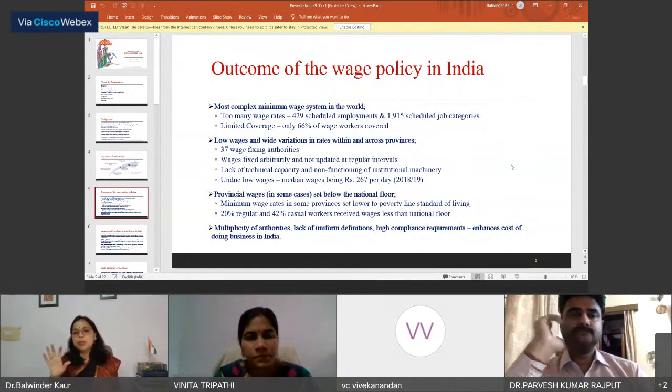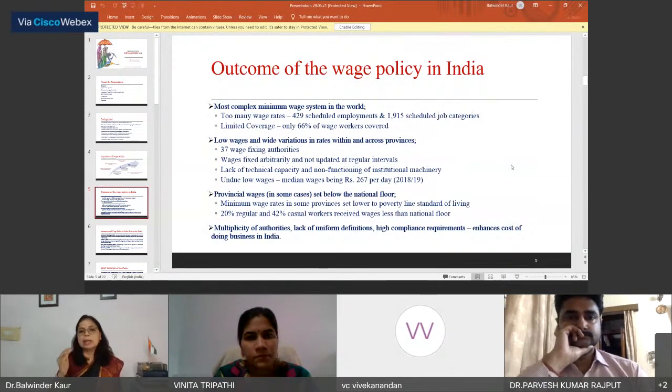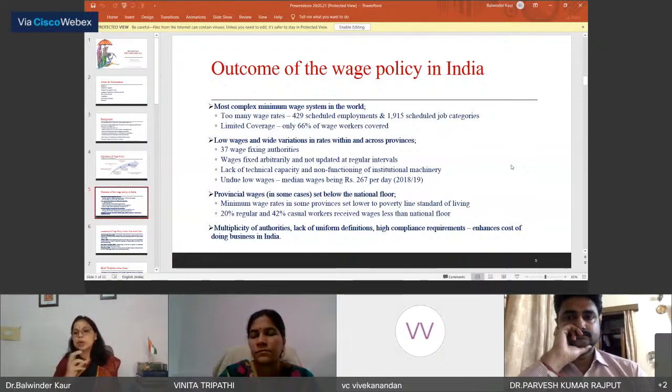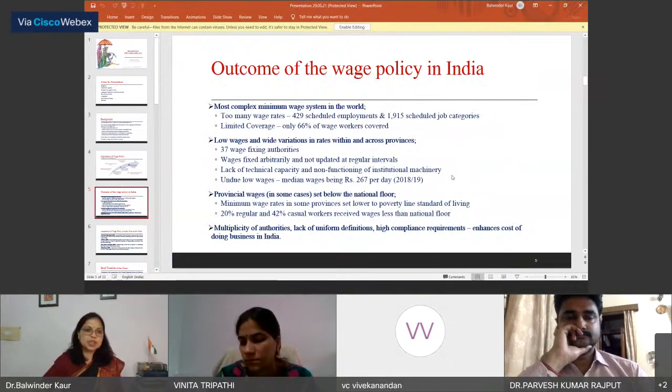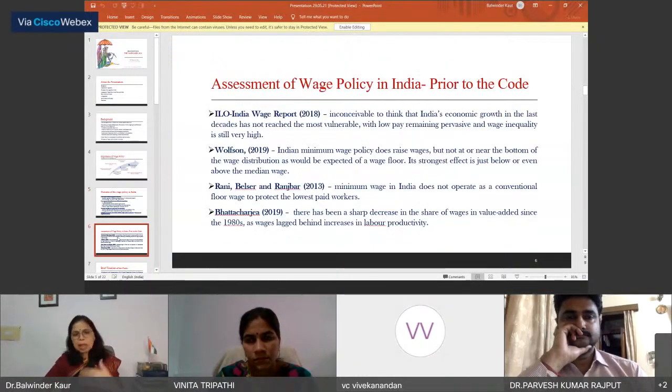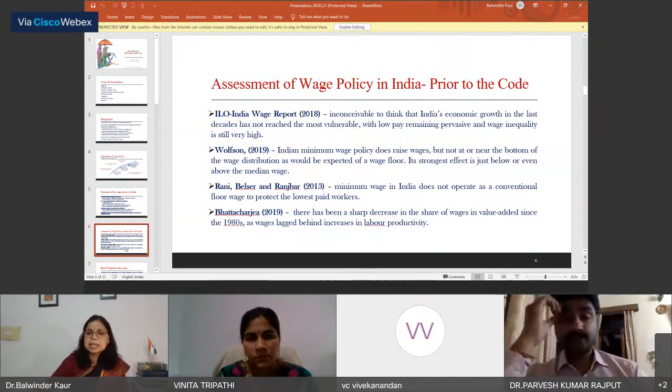So these were a few reasons to enact the Code on Wages 2019: multiplicity of authorities, lack of uniform definitions, and high compliance requirements, which enhance the cost of doing business in India. These were the reasons for enacting the Code on Wages and making the necessary changes in the existing wage regulations or legislation.